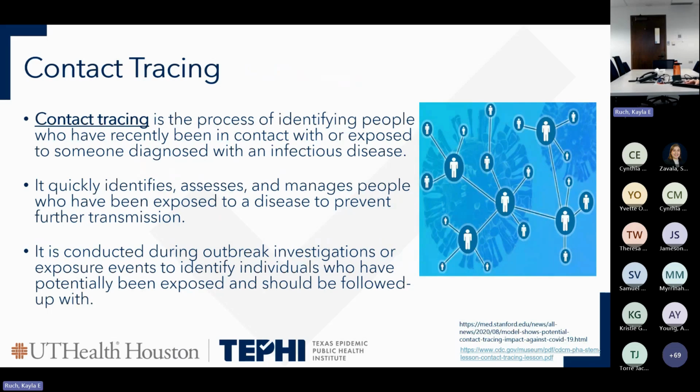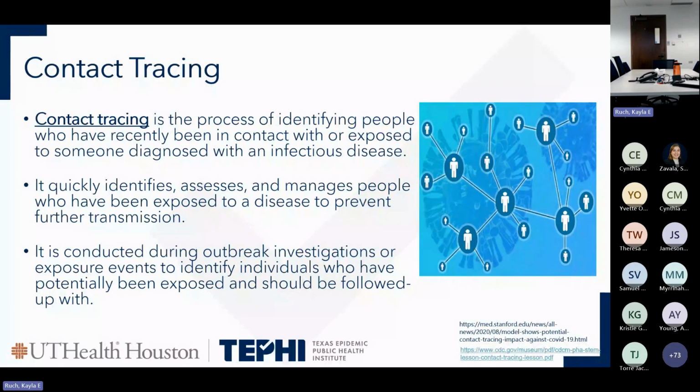So as I've alluded to, contact tracing is the process of identifying people who have recently been in contact or exposed with someone that has an infectious pathogen that they're harboring. They're either incubating, they're actively sick, they can be symptomatic, asymptomatic. And this process really helps quickly identify, assess, and manage those who have been exposed and to prevent further transmission.